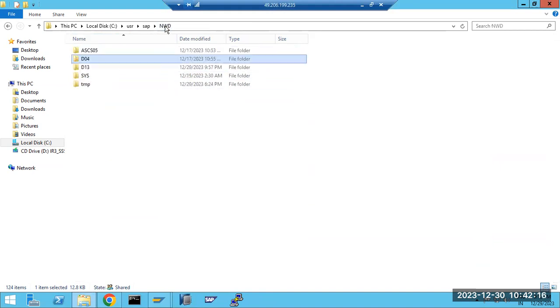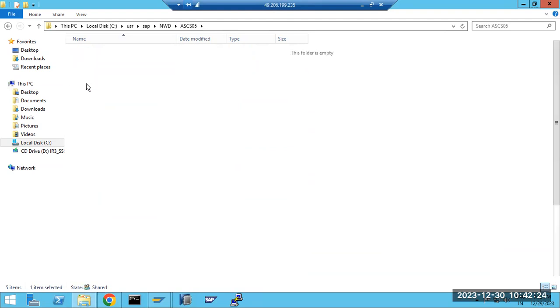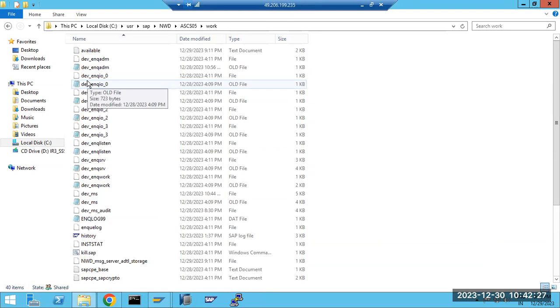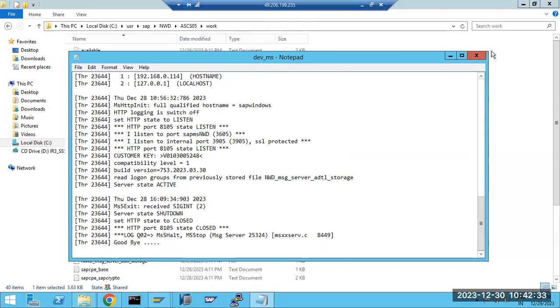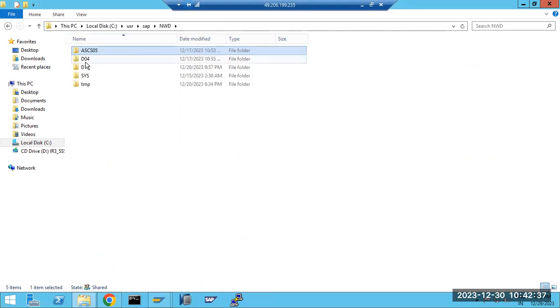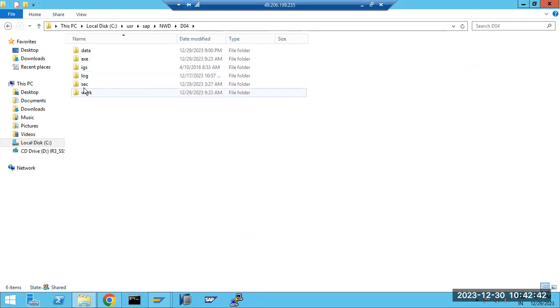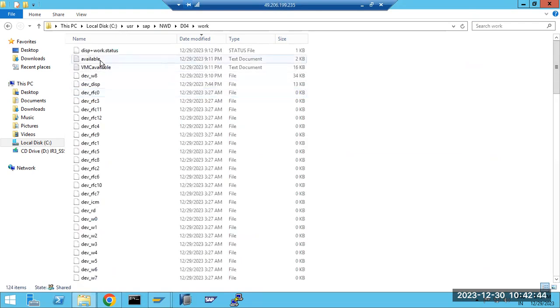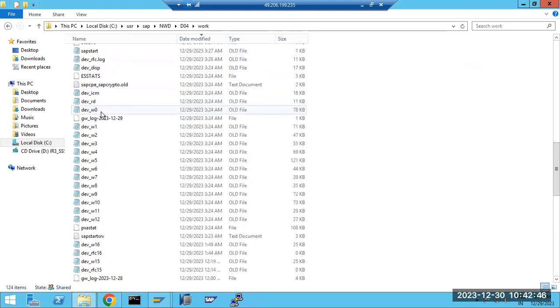Then the next one is the ASCS. In the ASCS also we have the data folder, exe folder, log folder, sec folder, and work directory. In the ASCS we have the enqueue server and the message server. Those related log files we can see in the system, including how the message server is behaving. Those are the ASCS instance. Everything else will be in the application server instance, so all the remaining parameters and log files we can find in this work directory.